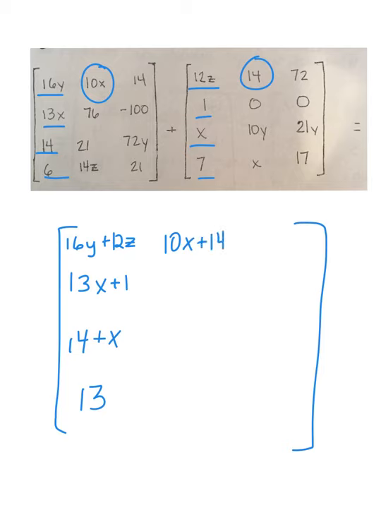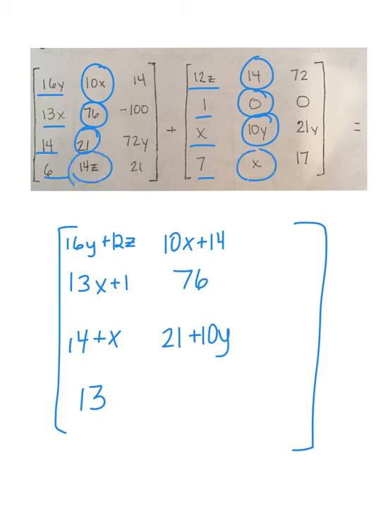Remember, things that you can add together are the exact same letter. So x's and x's, y's and y's, a's and a's, b's and b's. These same numbers, 2 and 4, whatever. You cannot add anything that is not the same letter or not both numbers. So we have 76 and 0. Those are both numbers, so those can be added. 21 and 10y. One's a number, one's a letter. Cannot do it. 14z and an x. X and z are not the same, so they have to be written separately.